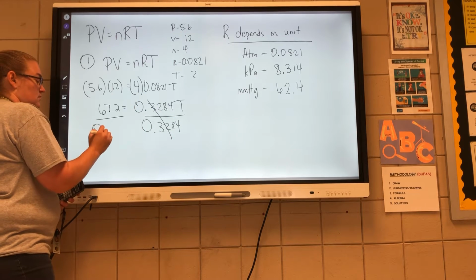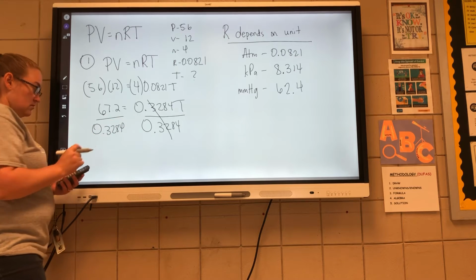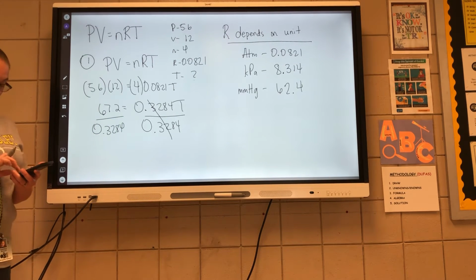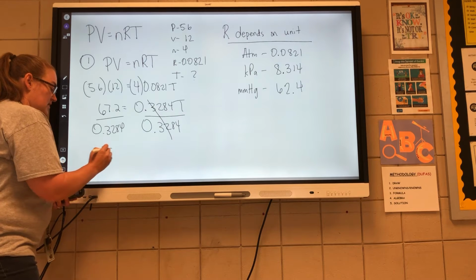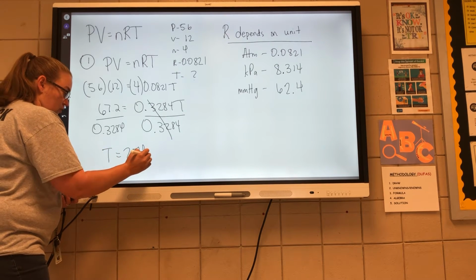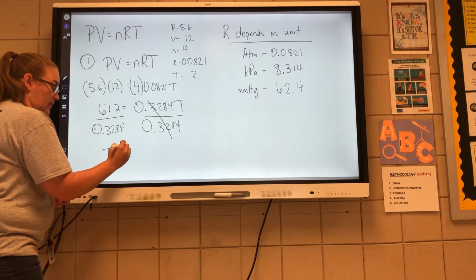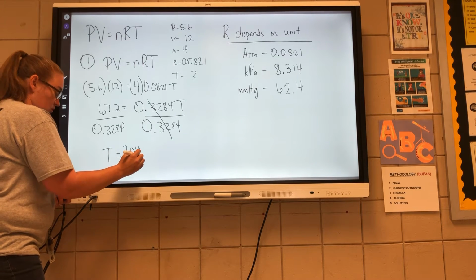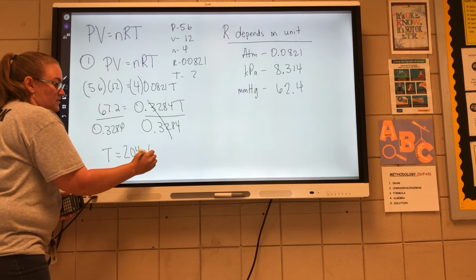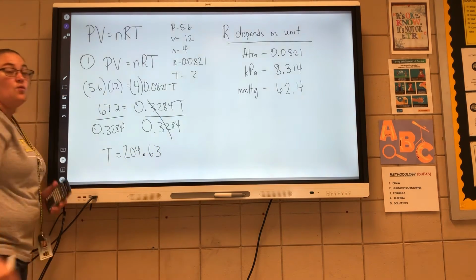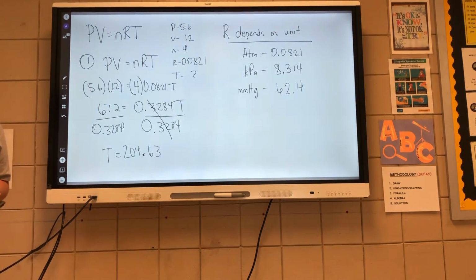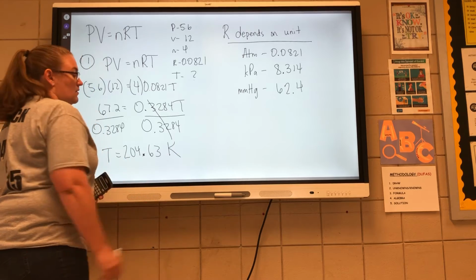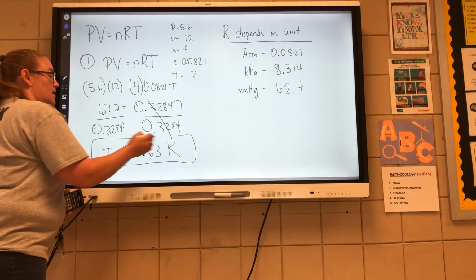That cancels. So I'm going to have 67.2 divided by 0.3284. My T is equal to 204.63. You can round to that second decimal place. What is my unit for temperature? Kelvin. I've got to use Kelvin. So that is my answer.